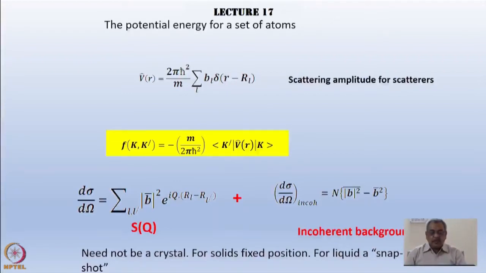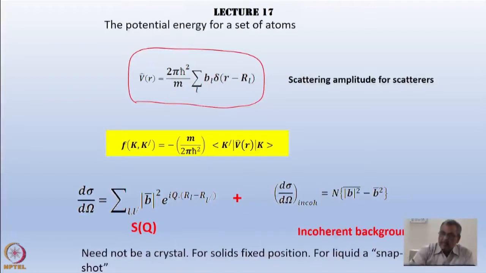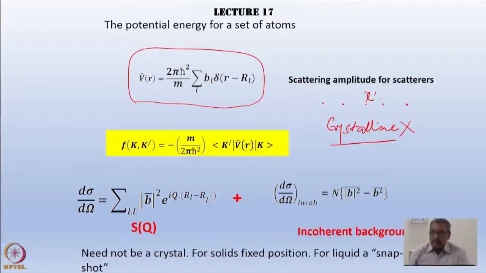When we talked about crystalline solids, in the general formalism of neutron diffraction, if you remember, I introduced you to the potential energy as seen by a neutron, V of r equals 2 pi h cross squared over m, sum over l b_l delta of r minus r_l. So this is a scattering amplitude for an arrangement of scatterers. There are scatterers at point l, and their total scattering potential is the sum of these delta functions. In this expression, I haven't mentioned anywhere that this is crystalline. This is just a general arrangement of scatterers, and I didn't assume crystalline.